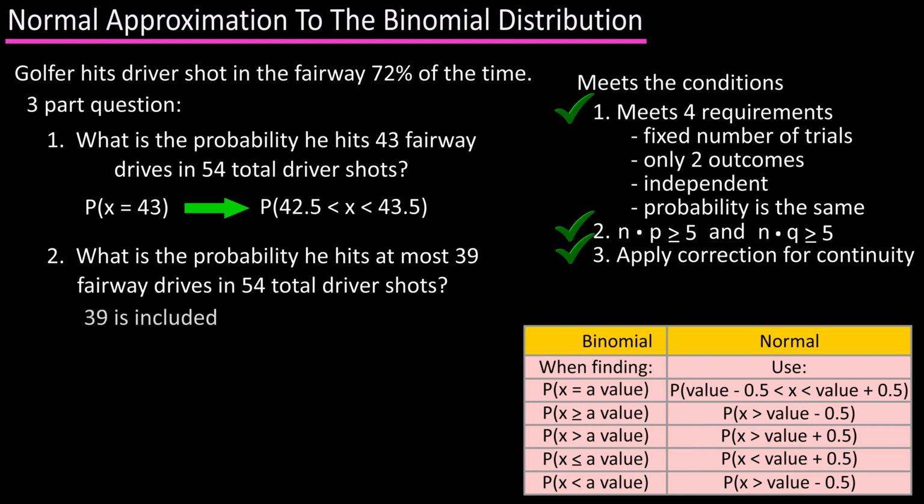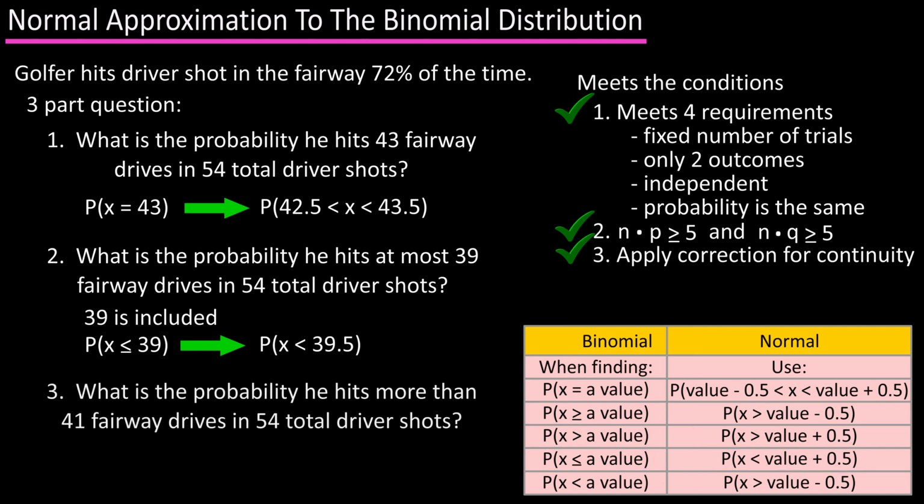For question 2, we're looking for the probability of at most 39. So 39 is included. We want the probability that x is less than or equal to 39. And in the table, when x is less than or equal to a value, we add 0.5 to the value to get the boundary. So on a normal distribution, we're looking for the probability of x less than 39.5.